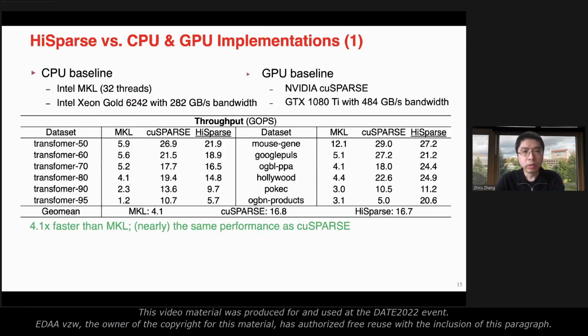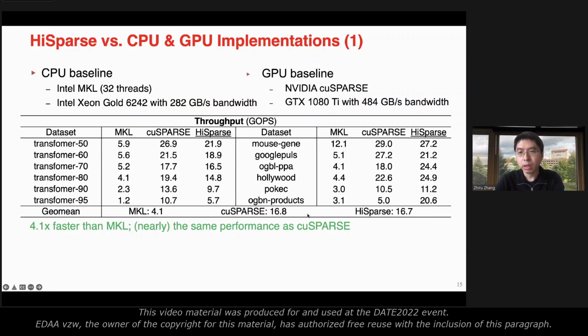Okay, I just want to quickly show you some results comparing to CPU and GPU baselines. We evaluate a number of different datasets. We evaluate some of the more dense datasets, these are the transformer datasets, and also some much more sparse datasets, these are graph datasets. So across the board, we are doing much better than CPU in terms of performance. We are on average 4x faster than the highly optimized Intel MKL library. And we achieved similar performance with cuSparse, nearly the same in terms of throughput, in terms of GOPS.